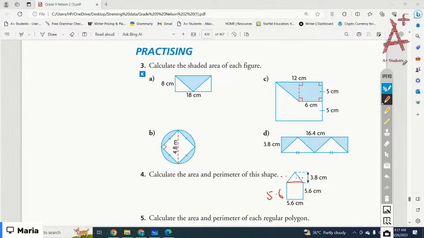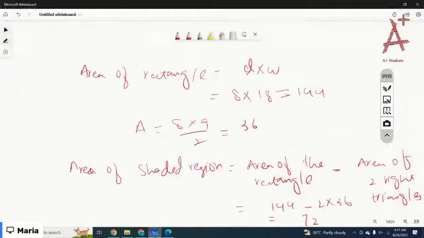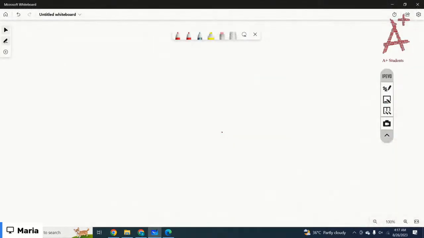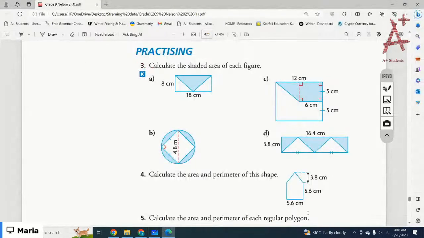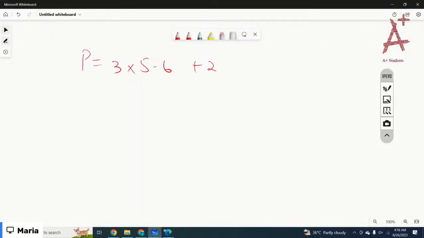We just know the height of this one. So the perimeter would be, let me just write it down on the board. The perimeter would be 3 times 5.6 because 3 of the sides are 5.6, and the two missing sides you have to calculate, 2 times the missing side x, right? So let's just calculate the missing side. You can apply the Pythagorean theorem, right?